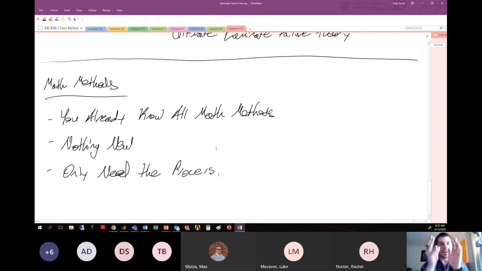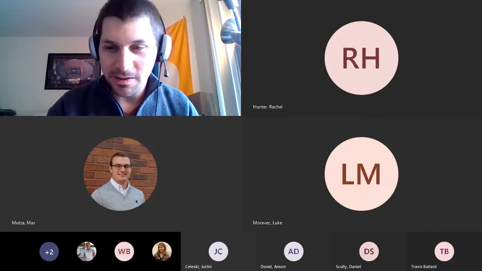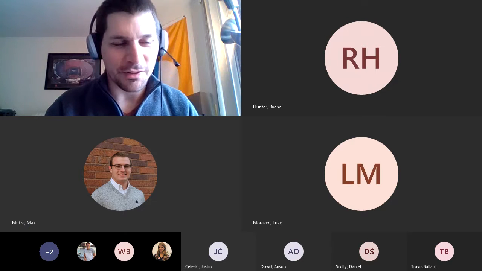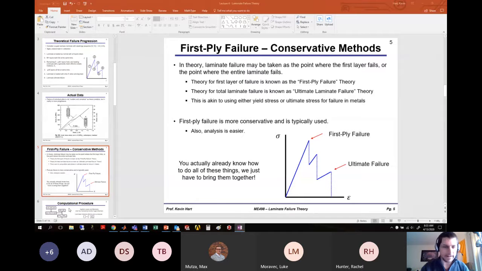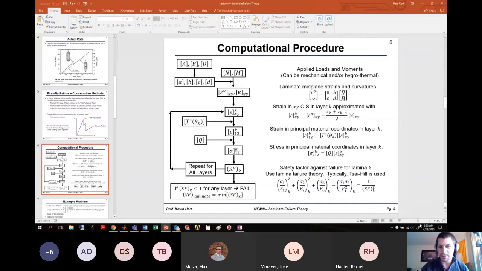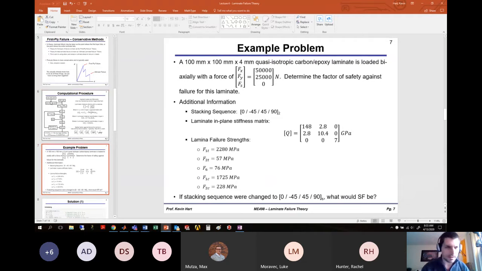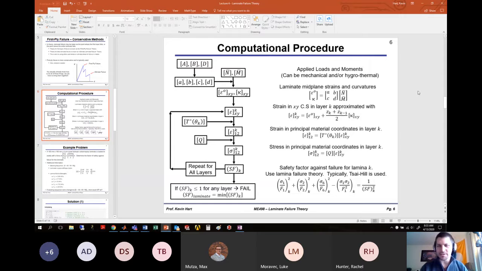So I've created a flow chart that shows what the process might look like. All right. So let's pivot over to the slides. All right. So here is your computational procedure. So here's your general computational procedure.